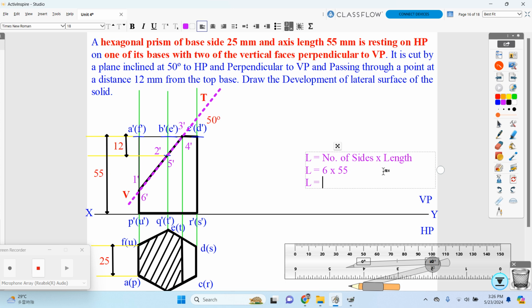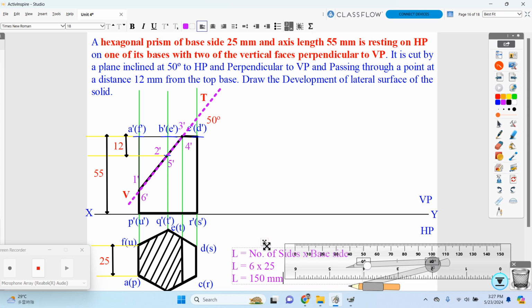Then what will it be? Number of sides into length. Number of sides into what will you consider, either the height of your cylinder or the base side? Base side, that is 25 mm. If you put that, what is the value? 150 mm.